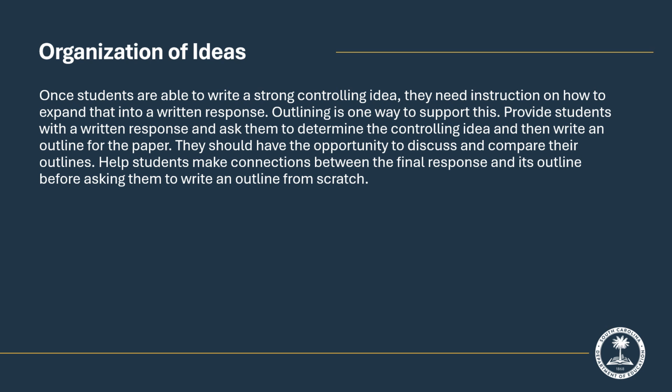Once students are able to write a strong controlling idea, they need instruction on how to expand that into a written response. Outlining is one way to support this. Provide students with a written response and ask them to determine the controlling idea and to then write an outline for the paper. They should have the opportunity to discuss and compare their outlines. Help students make connections between the final response and its outline before asking them to write their own outline from scratch.